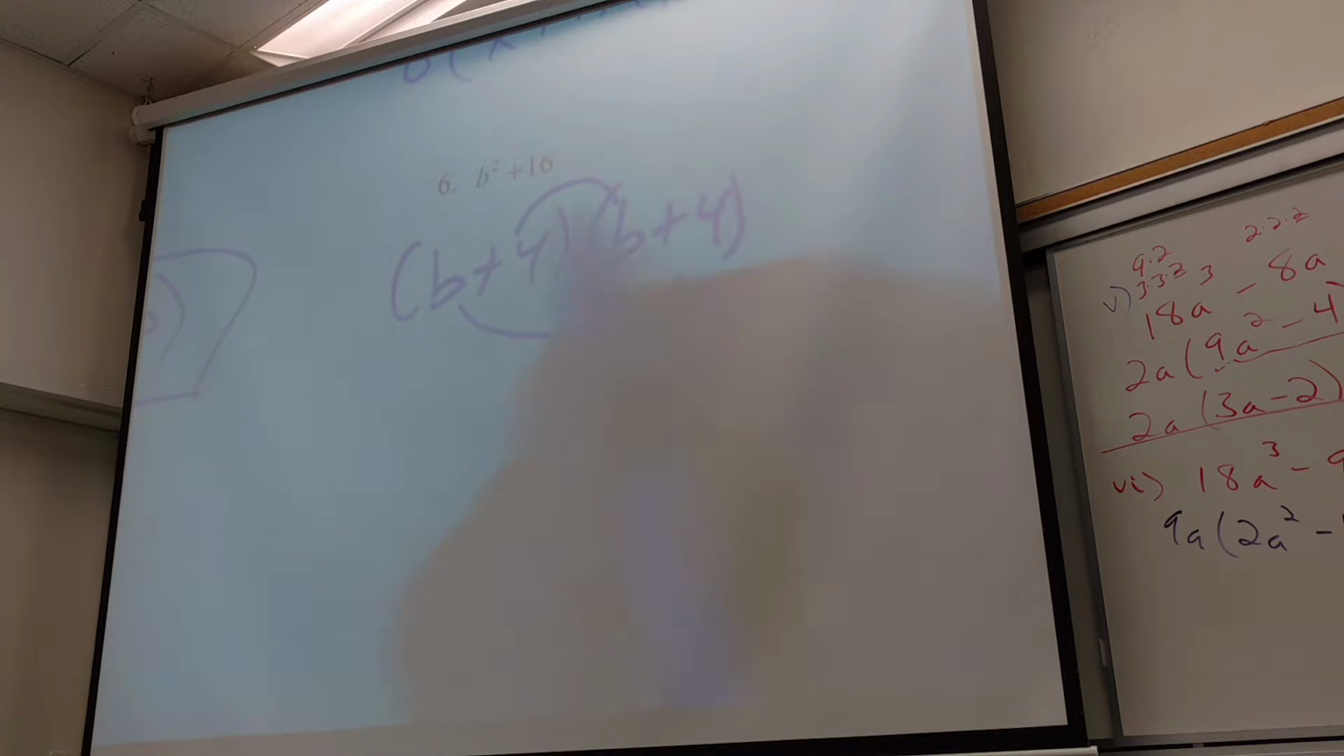Is there an 8b in the problem? So therefore, that is wrong. That's how you convince somebody that this is wrong. You don't have an 8b in the problem, you can't have an 8b in your answer. So don't write it that way. This is a sum of squares, so it's prime.